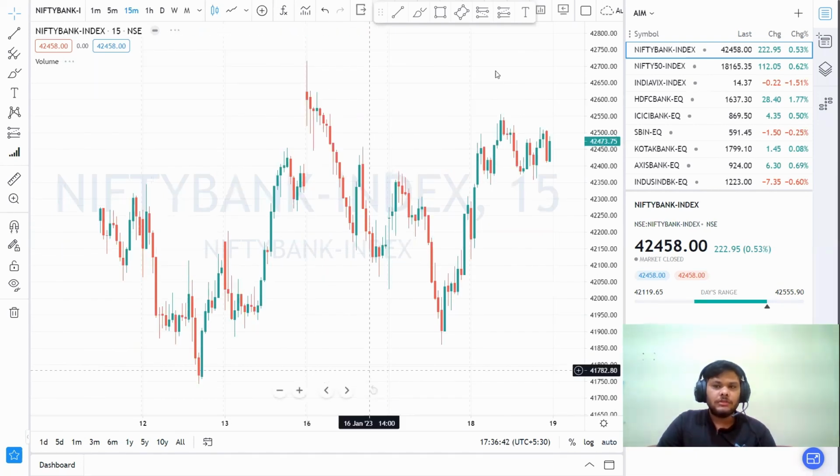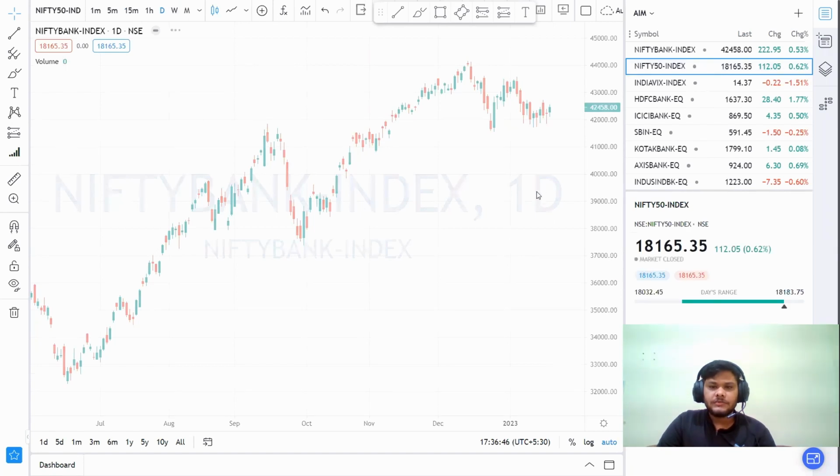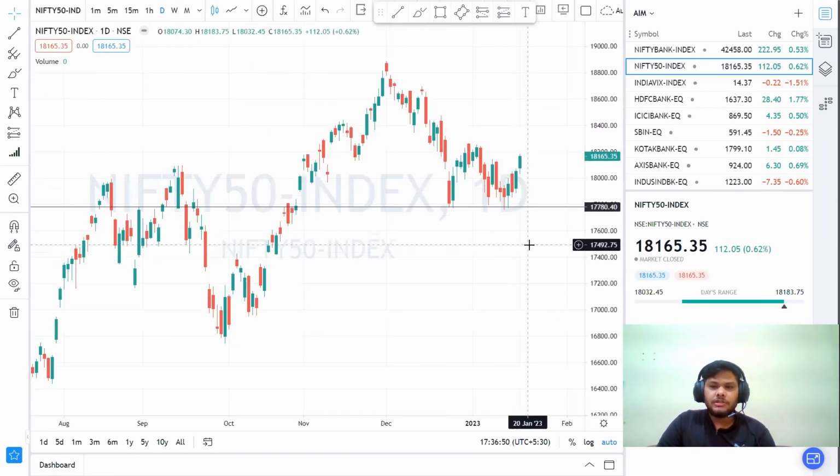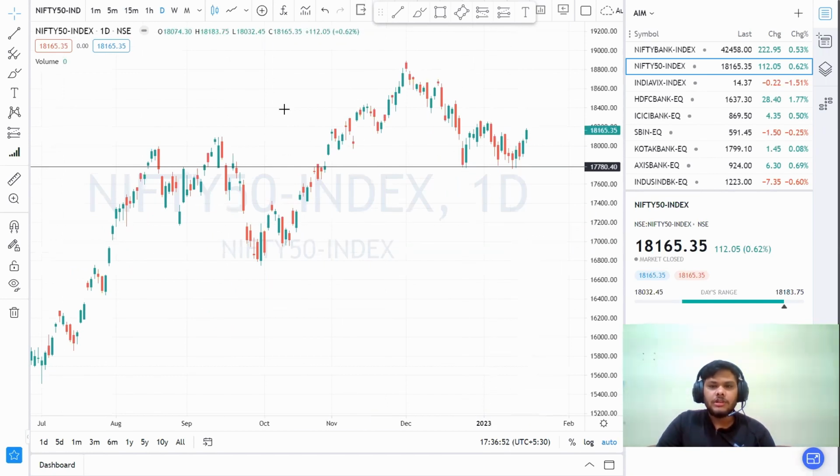Now let's look into Nifty in the one day candle chart. So in Nifty it looks more positive than Bank Nifty, because it continuously trades above that 18,000 level, and right now it closes above the 18,150 level.